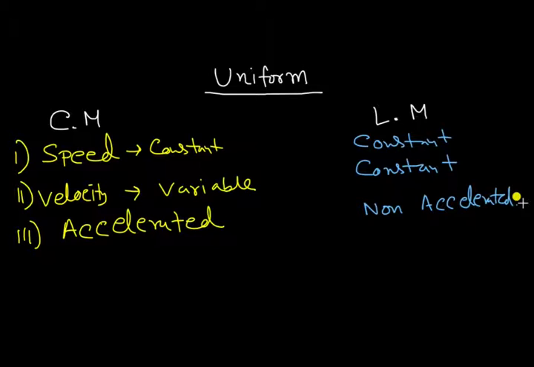So this is the basic difference between uniform circular motion and uniform linear motion. Okay, now the interesting fact is that we have seen that force is the cause of motion. Now we will see when a body is already in motion and the motion is circular motion.